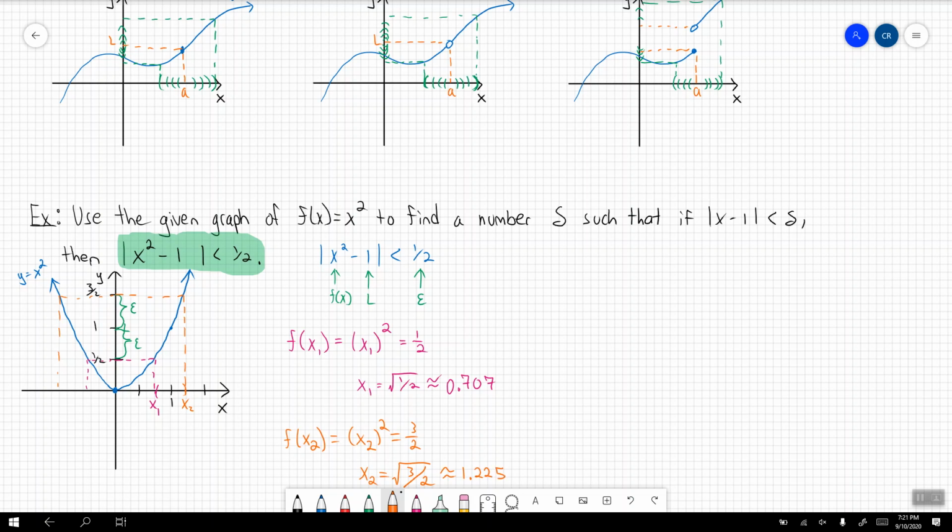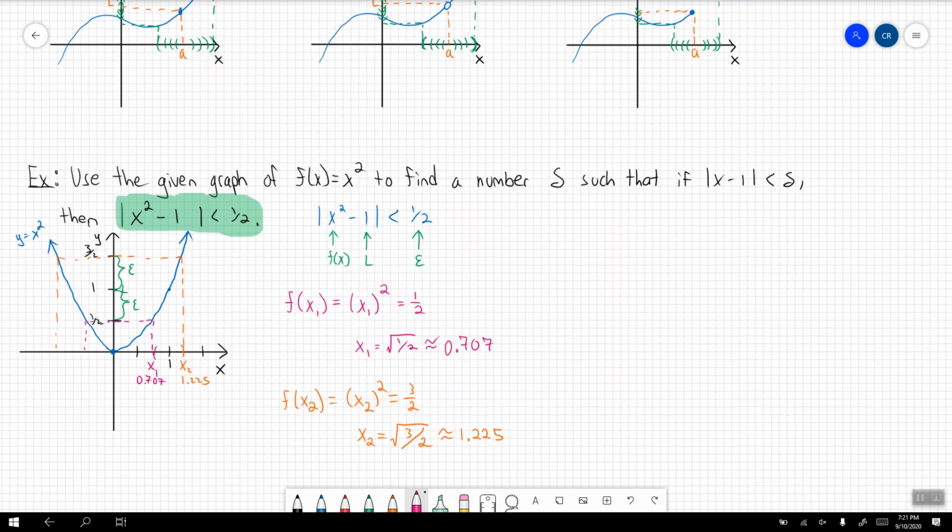Therefore, we found these values. We have 1.225, and we also have 0.707. So now, which one of these values is closer to 1? Well, in order to figure that out, we then need to find the distance. And this is where the distance value starts coming in for that delta. Okay, and again, we want the smallest value for delta.